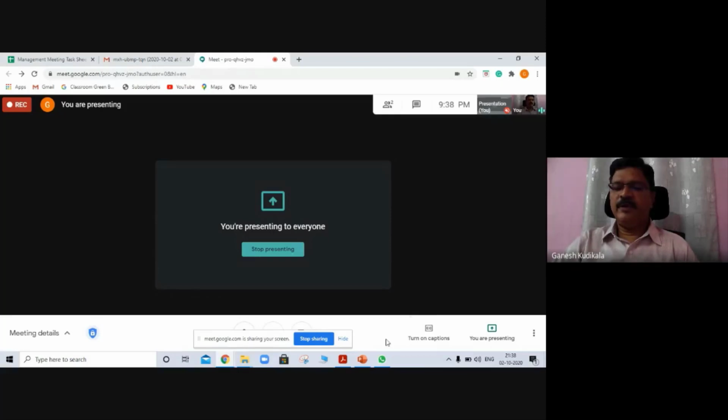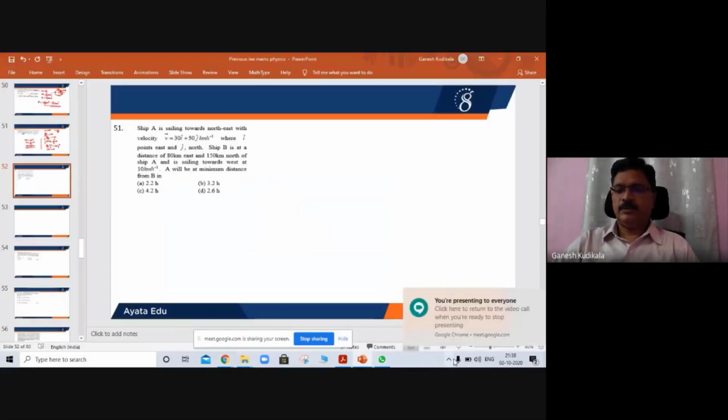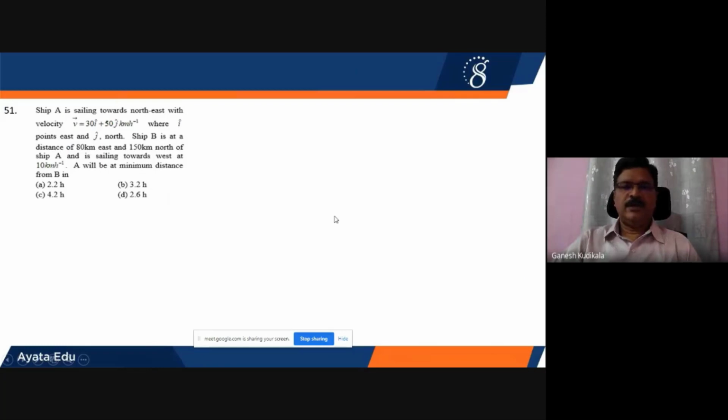Hi children, we'll be moving on to the next problem, that is the 51st one, in which a ship is now sailing towards the northeast direction, that is in the first quadrant, with the velocity given in vector form, where i and j are the unit vectors along the x-axis and y-axis, or even east and north. Ship B is at a distance equal to 80 kilometers east and 150 kilometers north of the ship, and it is now sailing towards the west at a speed of 10 kilometers per hour.